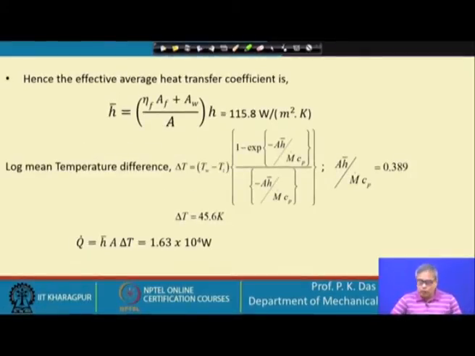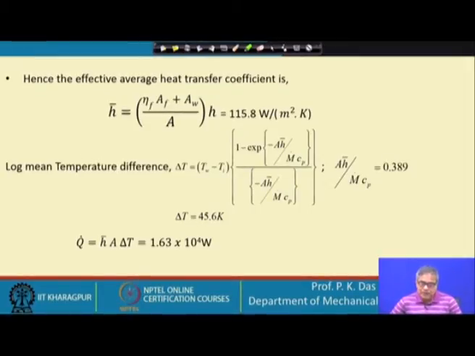So, as I have told, once we have got the fin efficiency, what can we do? There are two ways. Either we can get some sort of reduced area by the use of fin efficiency, or we can get some sort of reduced heat transfer coefficient. So, here the effective average heat transfer coefficient we have calculated, and that is 115.8 watt per meter square Kelvin.